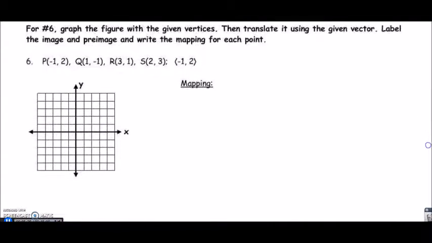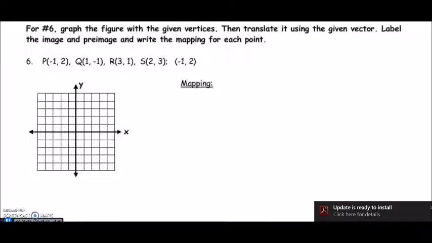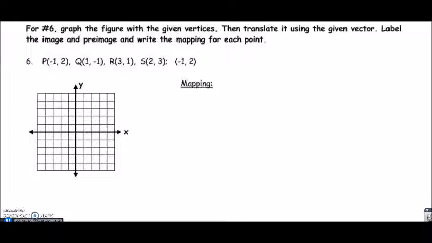Number 6, graph the figure with the given vertices, then translate it using the given vector, label the image and pre-image, and write the mapping for each point. So we will start by plotting the points that they have given us. We have -1, 2. We have 1, -1. We have 3, 1. We have 2, 3.